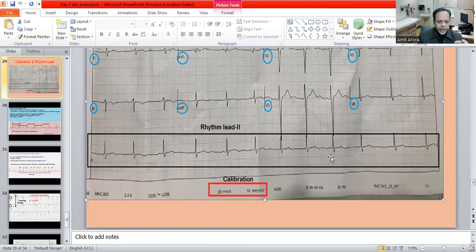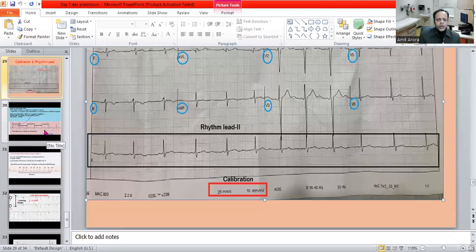We call it RSA, and it is most common in children or young athletes. But here you will not find any variation. You will find these RR distances are perfectly equal. So the rhythm will be regular. The method of calculating heart rate will be different in regular and irregular rhythm. So you must check the rhythm, then think about calculating the heart rate.